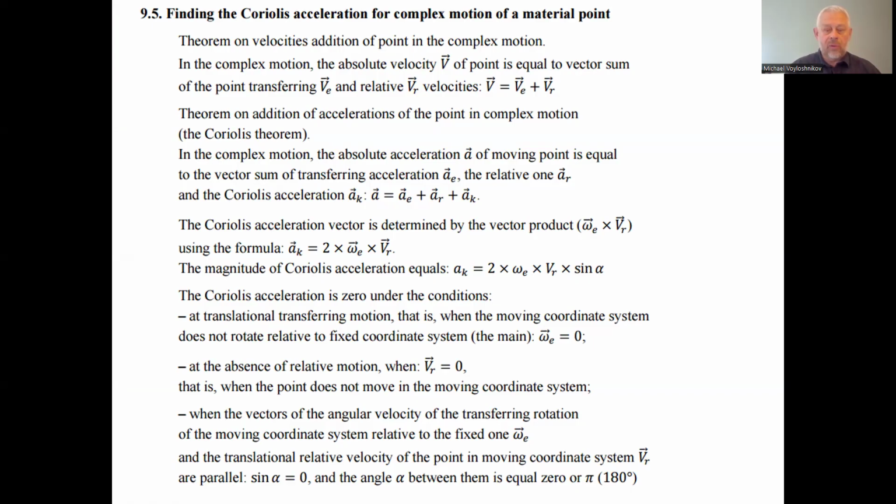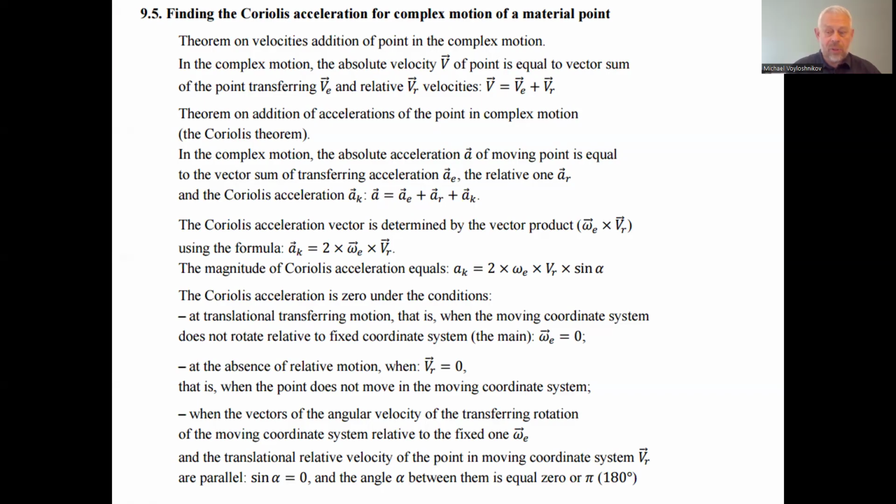Theorem of the velocities addition of a point in the complex motion. In the complex motion, we consider one coordinate system and another coordinate system which is moving. The first one is the fixed coordinate system. The motion in the fixed coordinate system is described as the absolute motion, and the motion within the moving coordinate system is described as the relative motion, meaning relative to the moving coordinate system. The motion of the moving coordinate system itself relative to the fixed coordinate system is the transfer motion.